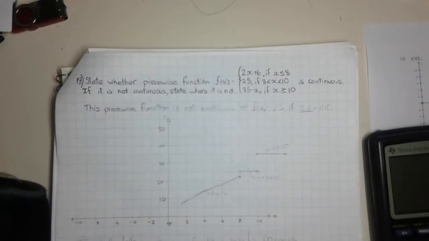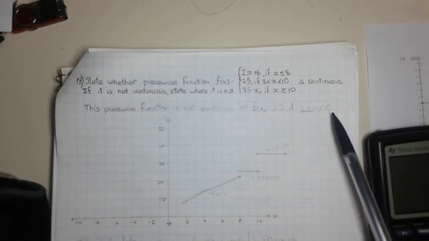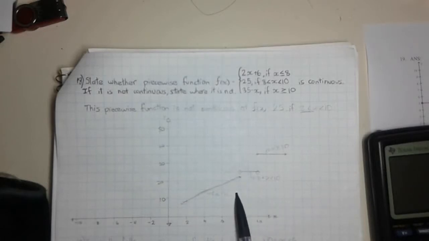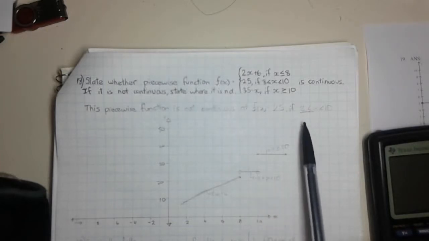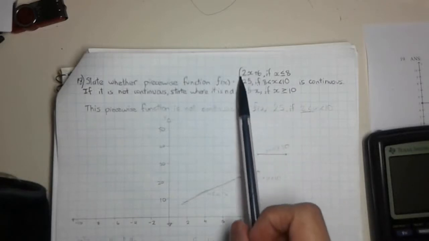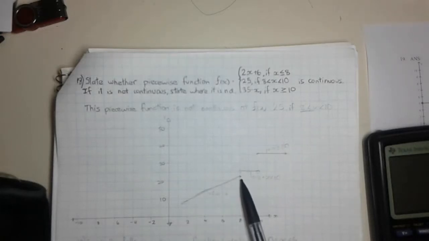So it's pretty obvious that this is not continuous. The piecewise function is not continuous at f(x) = 25 if 8 is less than x and x is less than 10, because as you can see, as I've drawn out here, it's only this much. It starts at 8 and ends at 10. That's it. It's not continuous at all. And the other functions, this one here, starts at 10 and it's continuous after that. And 2x + 6 starts before 8 and it's continuous.